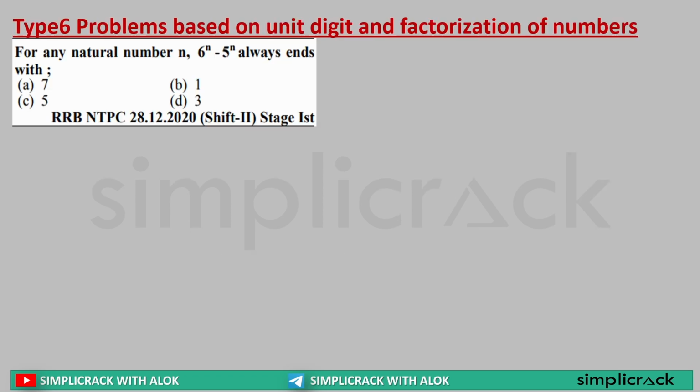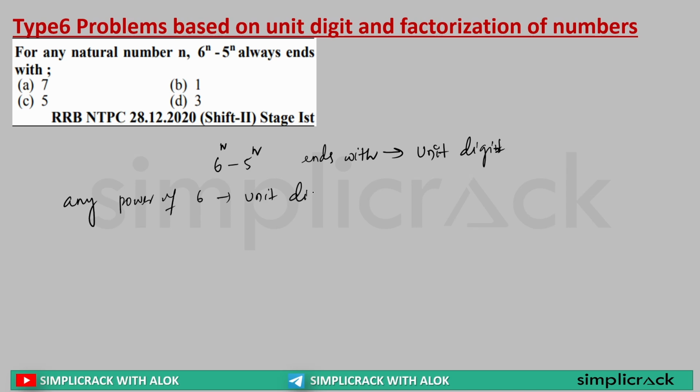Clear? Next. Problem based on unit digit and factorization of digits. For any natural number n, 6n to the power 5n always ends with what? This means unit digit. See, any power of 6, unit digit 6, any power of 5, unit digit 5. So 6 minus 5 will always get me what? 1. Answer option B. Clear?